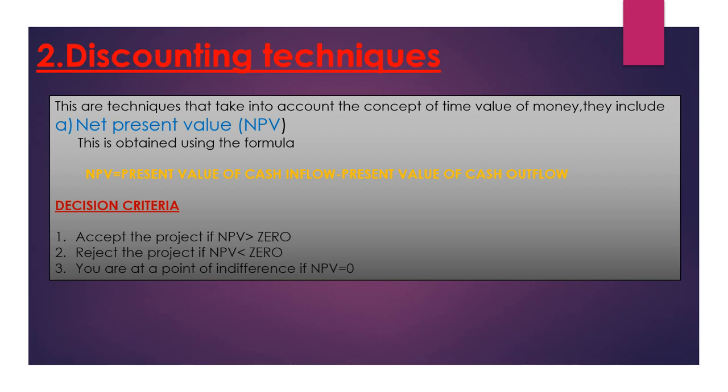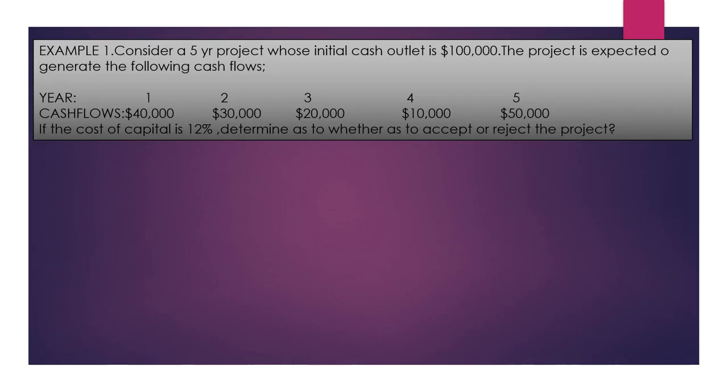Decision criteria 3, you are at a point of indifference if the net present value is equal to 0. So in that scenario, you're in a dilemma, or indifference. You don't know what to select. So we need to look at an example. I'm going to show you how we calculate the net present value.